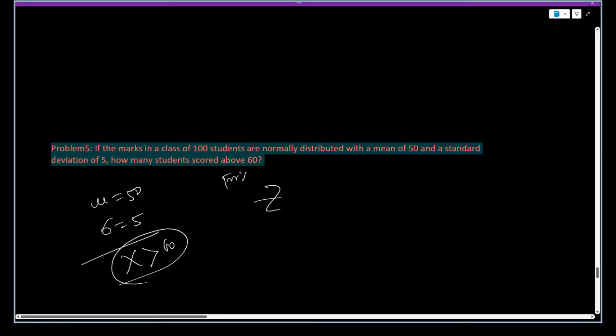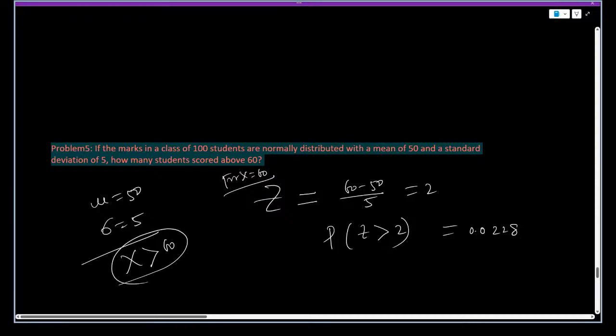For x equal to 60, what is the value of z? It is going to be 60 minus 50 by 5. This is equal to 2. You need to find P(Z greater than 2). If you go through the table, it is going to be 0.0228. This is actually 1 minus P(Z less than or equal to 2). From that table you put 1 minus 0.9772, it's coming 0.0228.